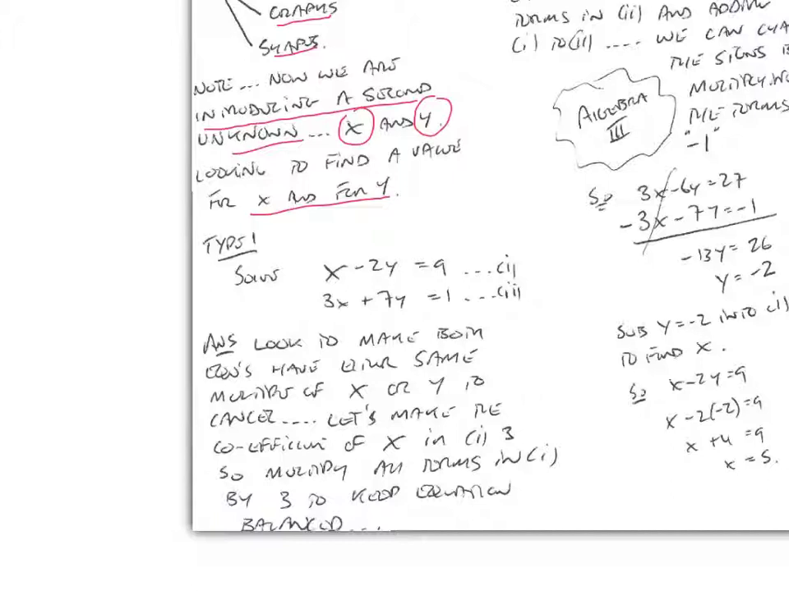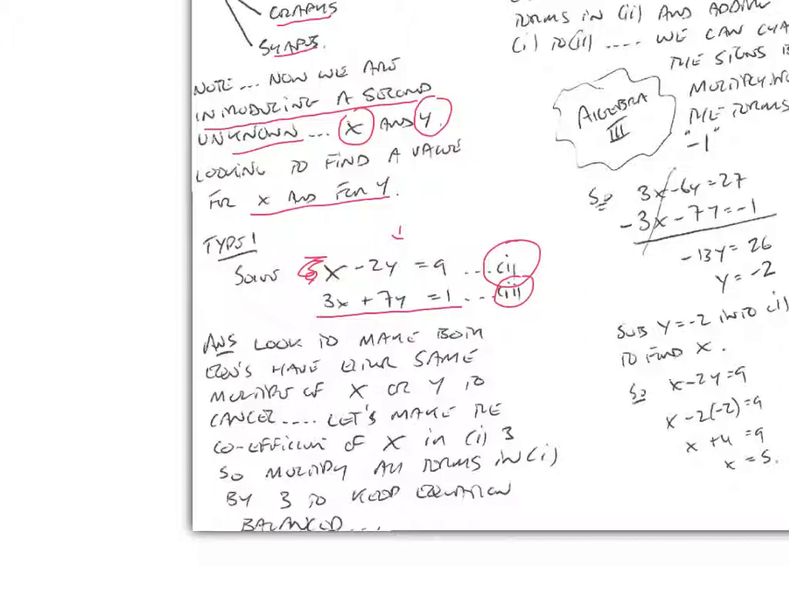Solve the simultaneous equations: x minus 2y equals 9 and 3x plus 7y equals 1. I always note one as this and the other as 2. The idea is that we're looking to make both equations have the same multiple of x, 3x and 3x, or 7y and 7y. With the same multiple of x or y, we can cancel them out and be left to isolate one of x or y and find a value for that, plug that back in, and we can find the value for the other.